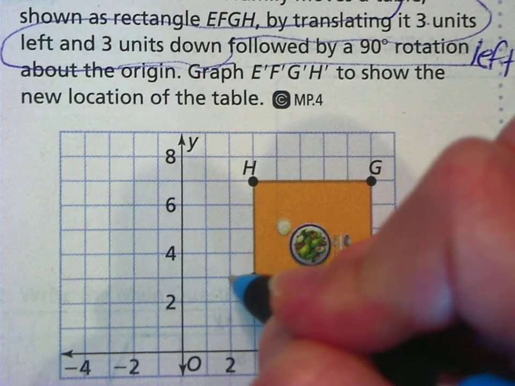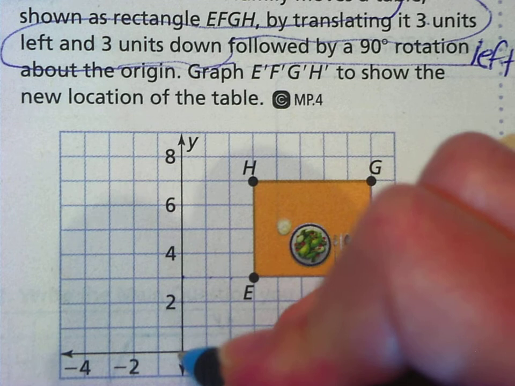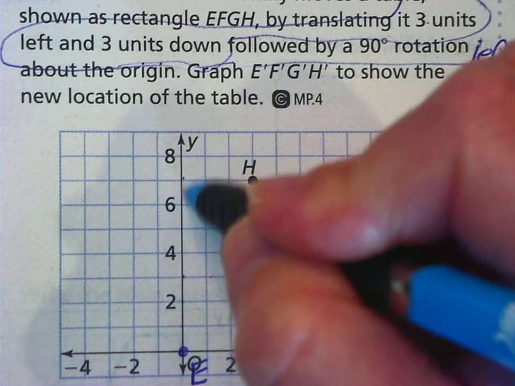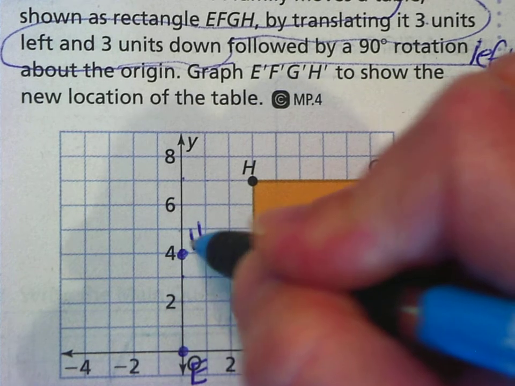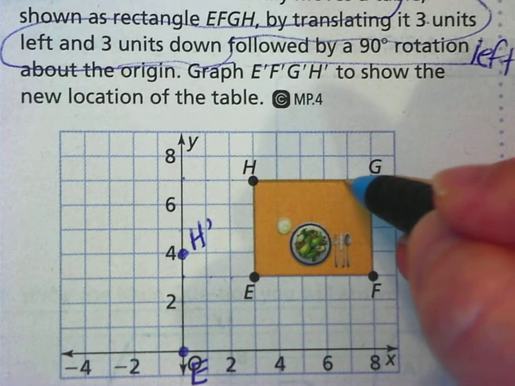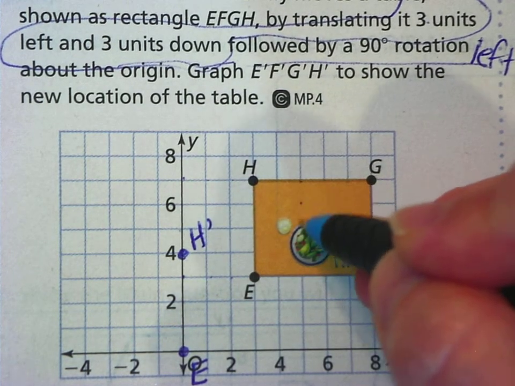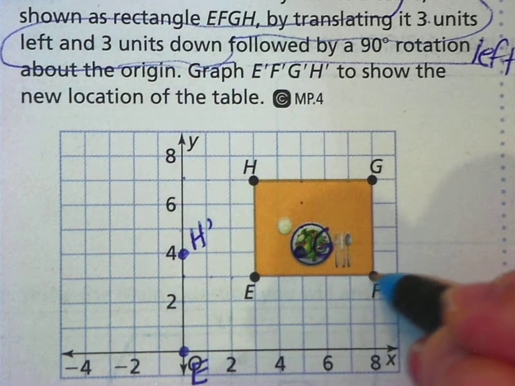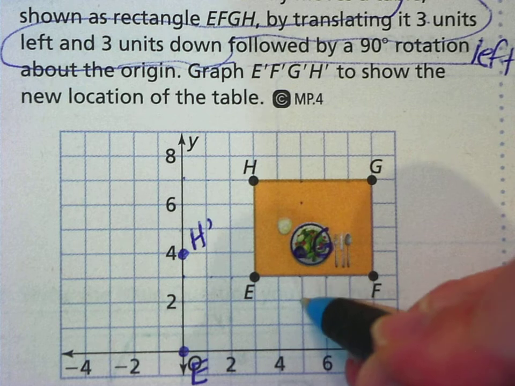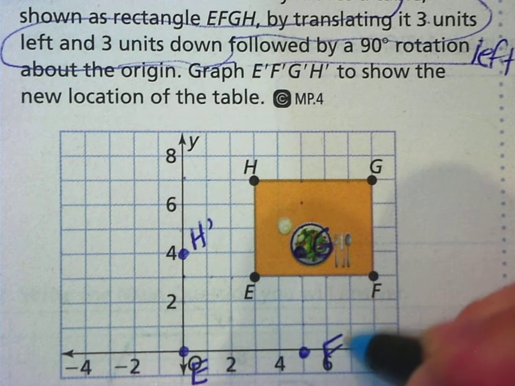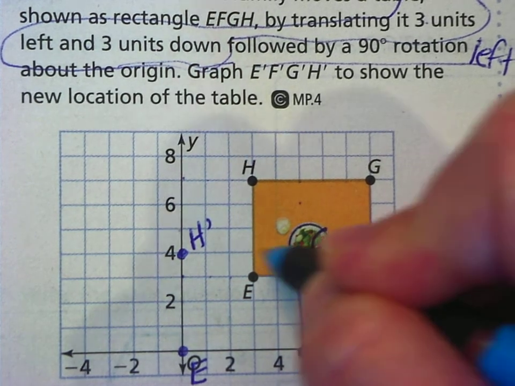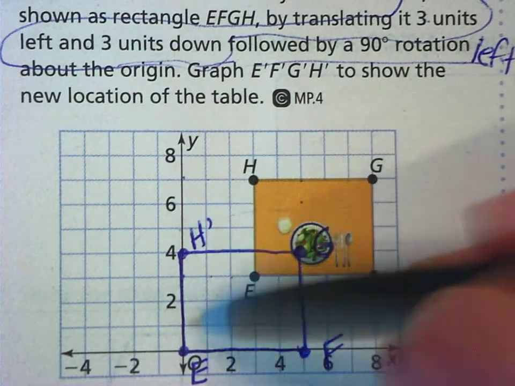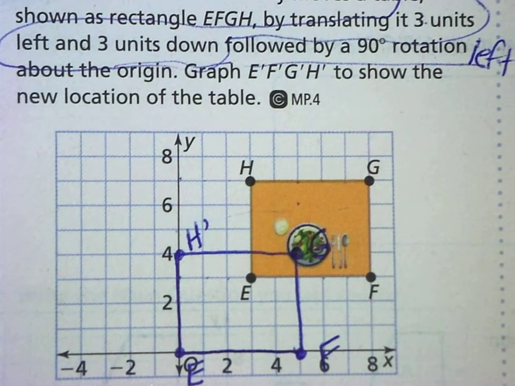Okay, so E, 1, 2, 3 to the left, 1, 2, 3 down. So E lands there. H, 1, 2, 3 to the left, 1, 2, 3 down. H lands there. G, 1, 2, 3 to the left, 1, 2, 3 down. G is going to land there. And F, 1, 2, 3 to the left, 1, 2, 3 down. So F lands there. So if you look at it, this table, we translated, we slid 3 units left and 3 units down. Now we're going to rotate this 90 degrees left.